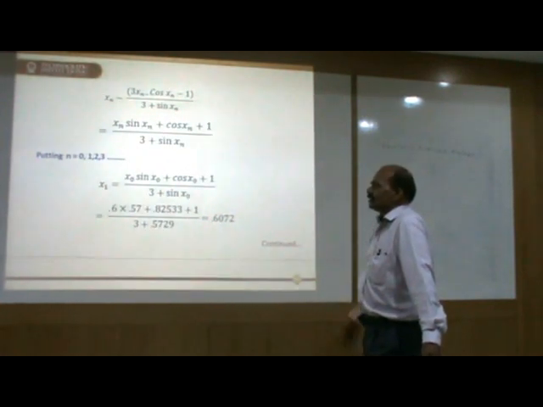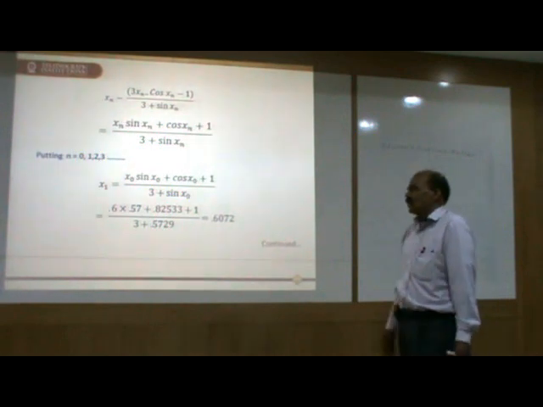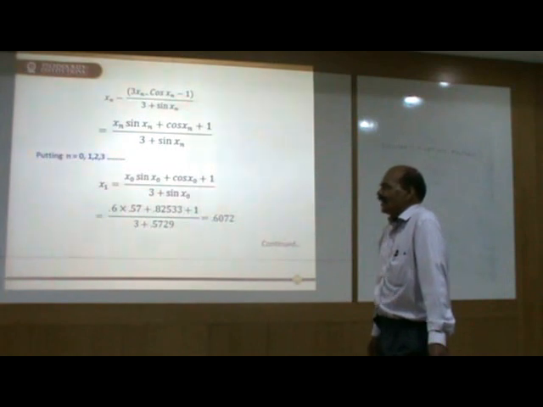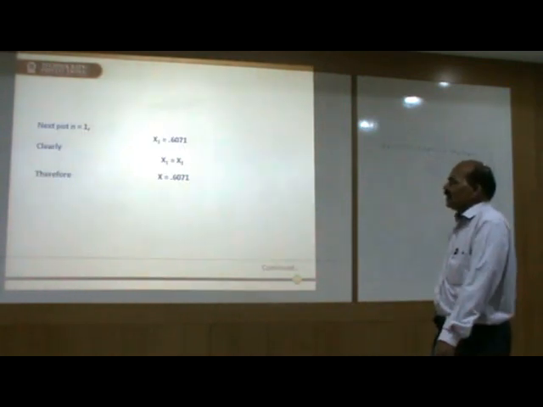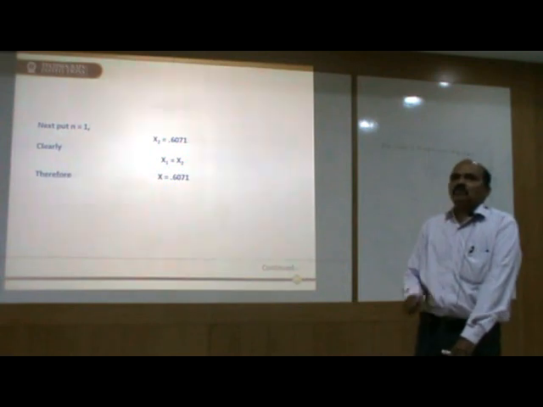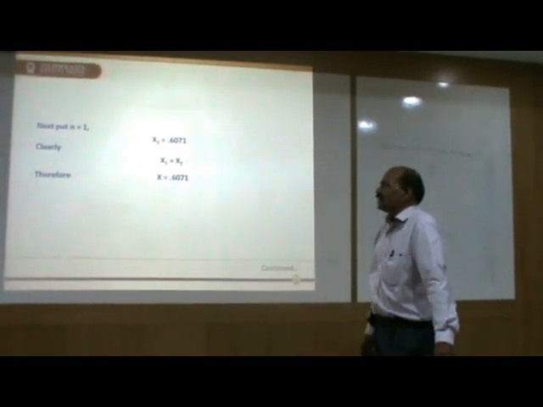x1, as given in the slide, is equal to x0 sin x0 plus cos x0 plus 1 upon 3 plus sin x0. Now putting x0 is equal to 0.6 in this equation, x1 comes out to be 0.6072. And similarly, we can find x2 by putting x1 in the general equation of Newton-Raphson formula. This x2 will be equal to 0.6071.